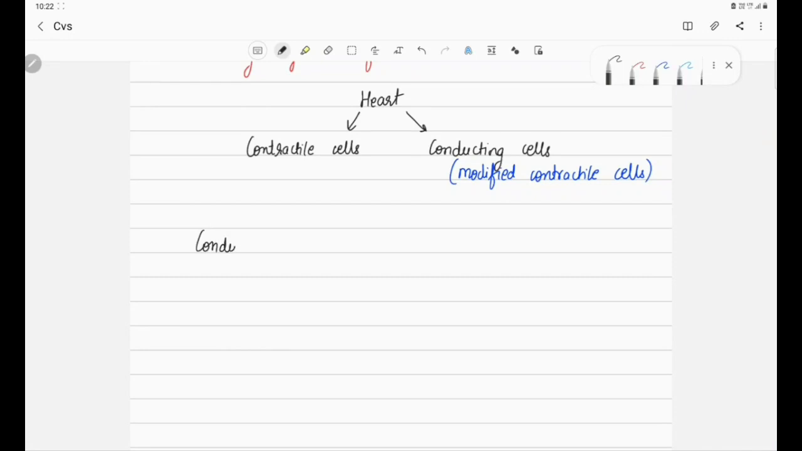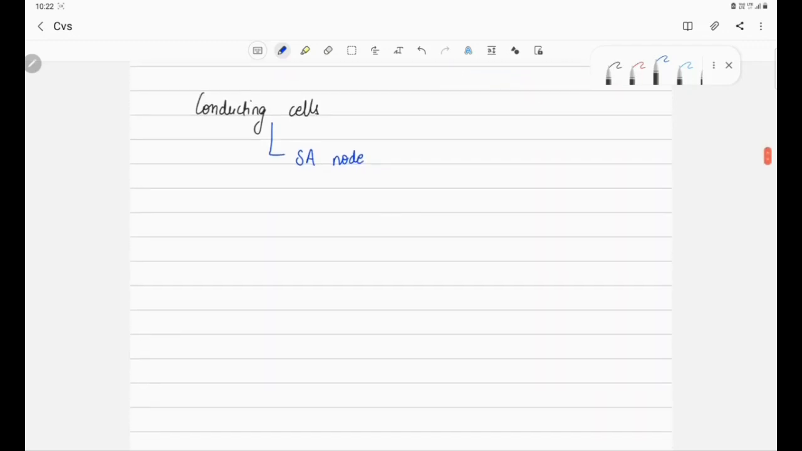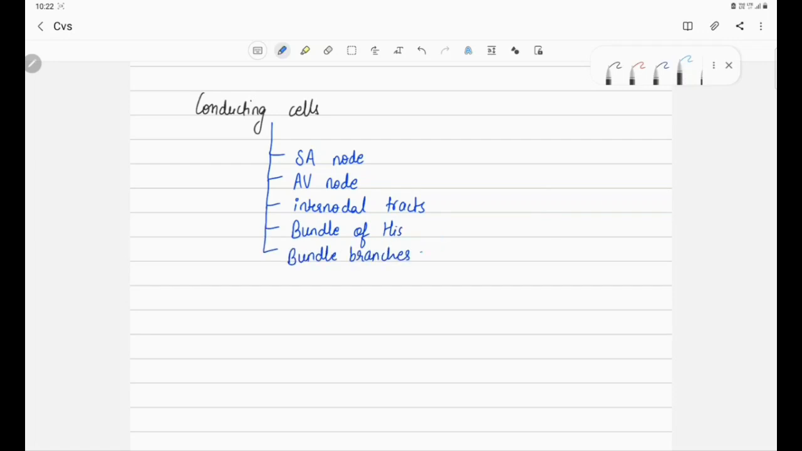What are the different types of conducting cells found in our heart? First is the SA node. Then we have the AV node. Then there are internodal tracts present between the SA node and AV node. Then there is the bundle of His, and bundle branches. There are left bundle branches and right bundle branches. And we have the Purkinje fibers.